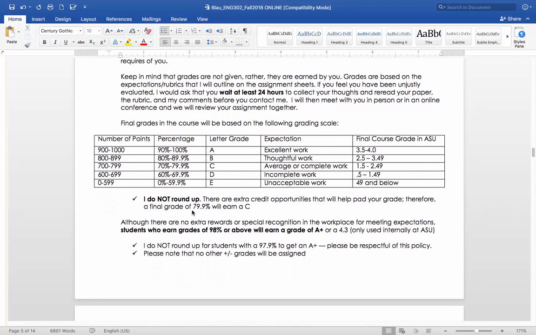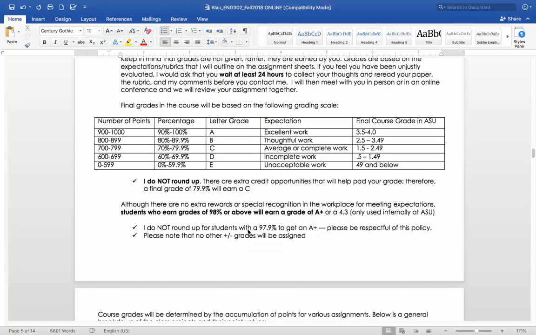Please note that I do not round up at all because there are extra credit opportunities. So if you earn a 79.9% or you've got 799 points, you should expect to earn a C. If you earn a 98% or above, you will get an A plus, because I feel like you should get a little something extra, especially in an online class.